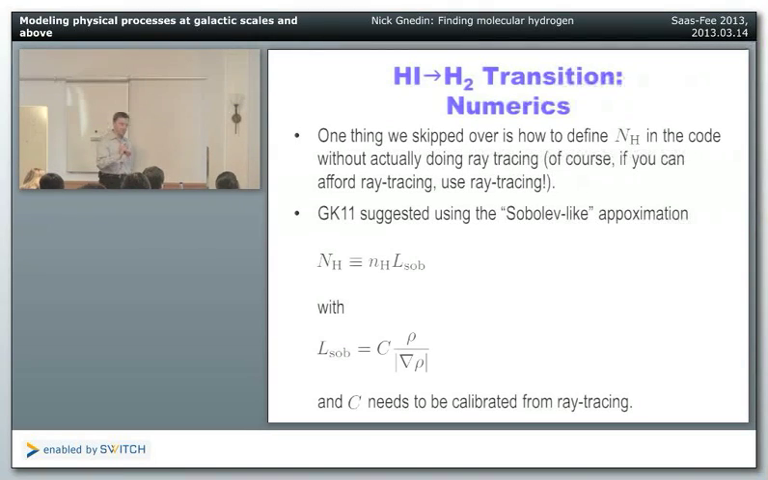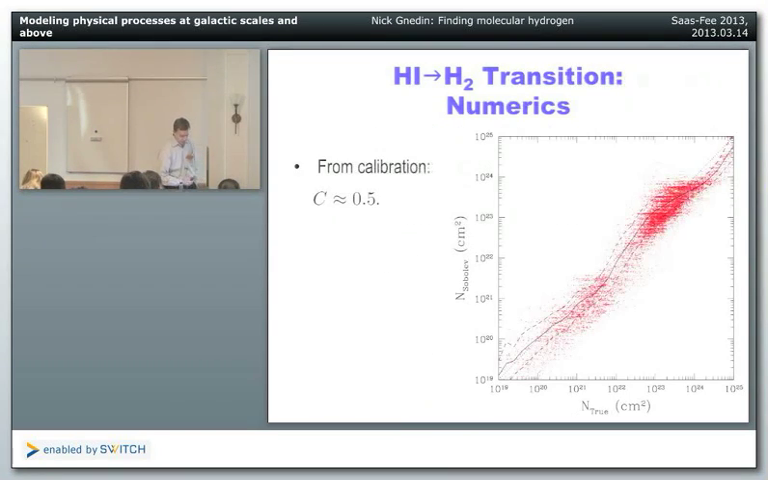It's not actually a Sobolev approximation in its original sense. So you define the column density as a density times some scale, and you want to choose the scale wisely. A good choice is to take something like the inverse scale length of the density, so define it as rho over the absolute value of the gradient of rho, and you put a coefficient here, which you have to calibrate from an actual ray tracing simulation. But in this case, you only have to do ray tracing just to get one number. When we do that, we find 0.5.